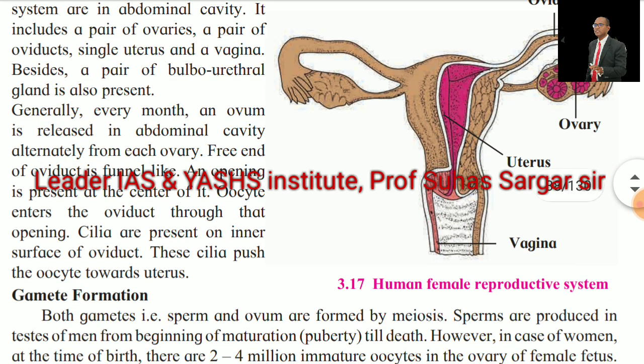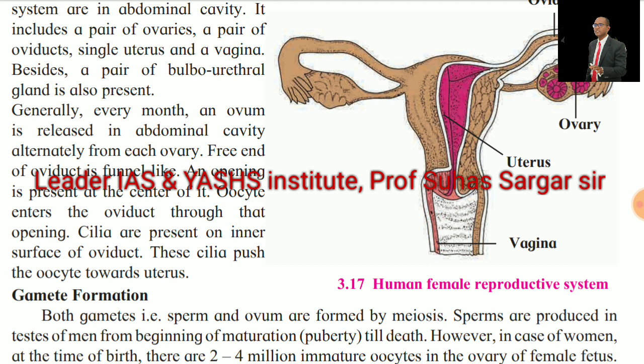Generally, every month, an ovum is released in the abdominal cavity, alternately from each ovary. The free end of the oviduct is funnel-like. An opening is present at the center of it. The oocyte enters the oviduct through that opening. Cilia are present on the inner surface of the oviduct. These cilia push the oocyte towards the uterus.